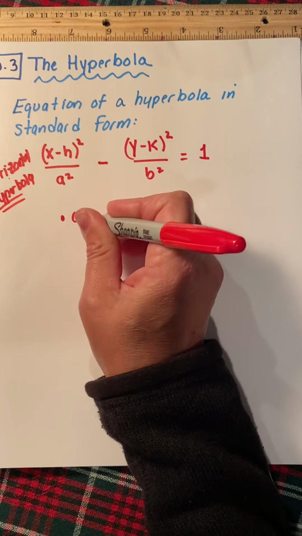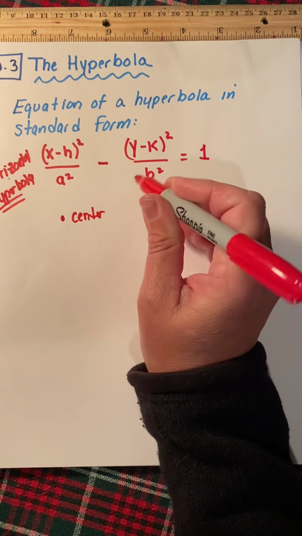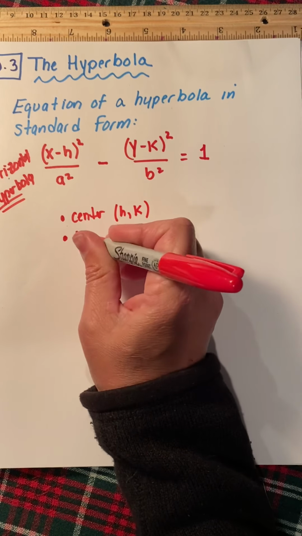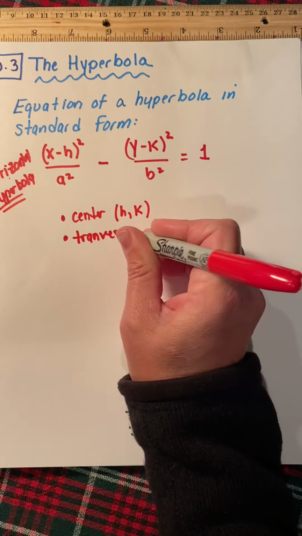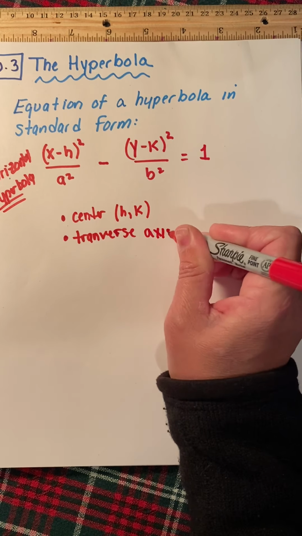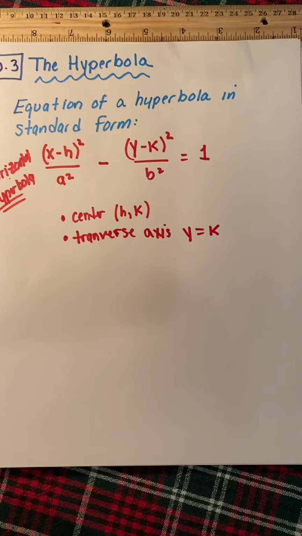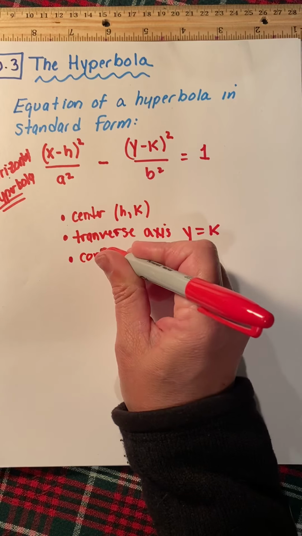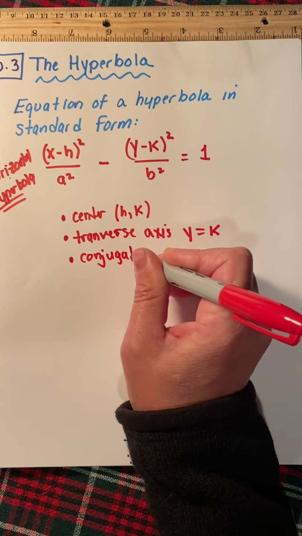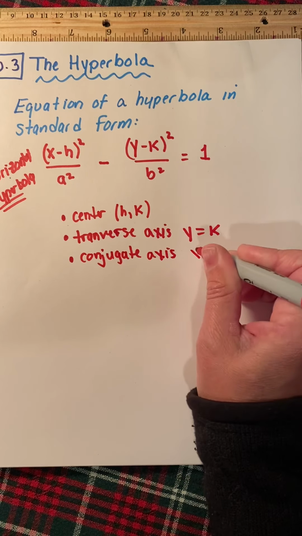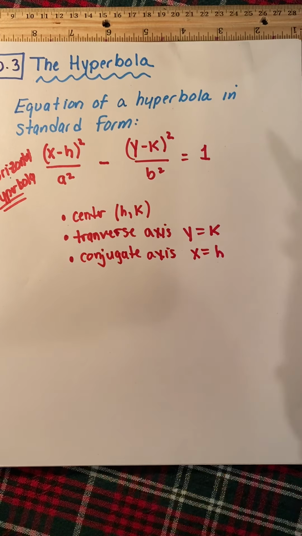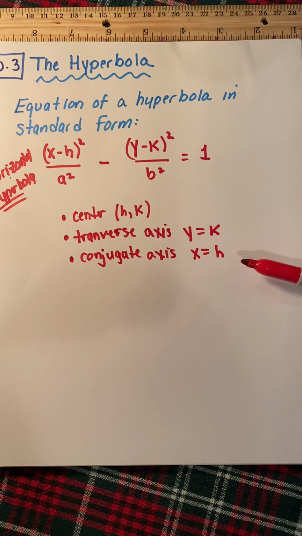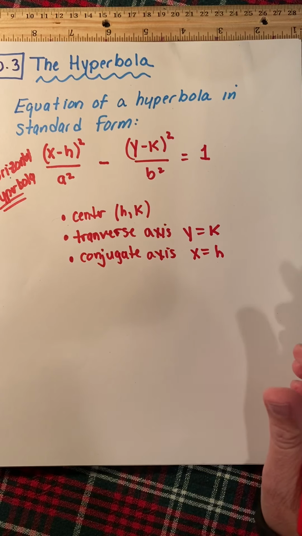All right, we identify the center, although it's not part of it, it helps us draw it, is (h, k). The transverse axis is going to be y equals k. You'll see it when I put it in the picture on the next page. The conjugate axis is going to be the equation x equals h. So the transverse axis in a horizontal hyperbola is just y equals the y coordinate of the center. The conjugate axis is x equals the x coordinate of the center.